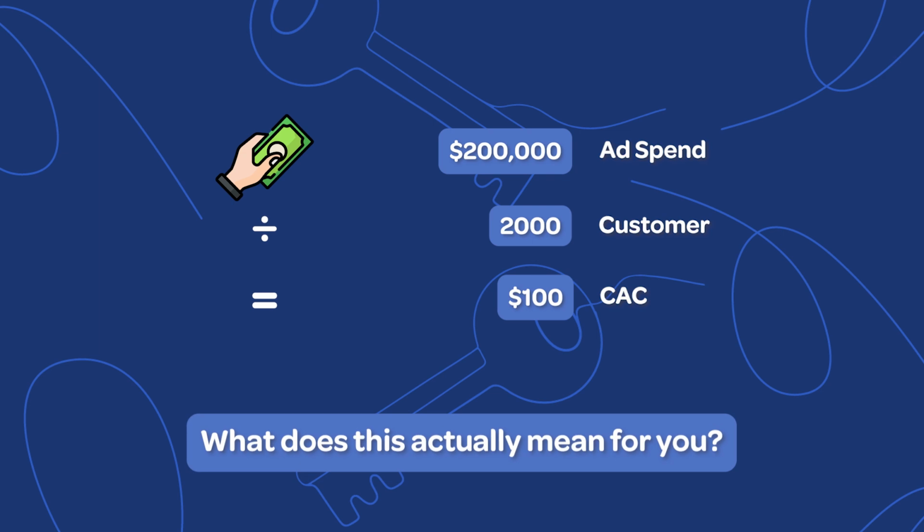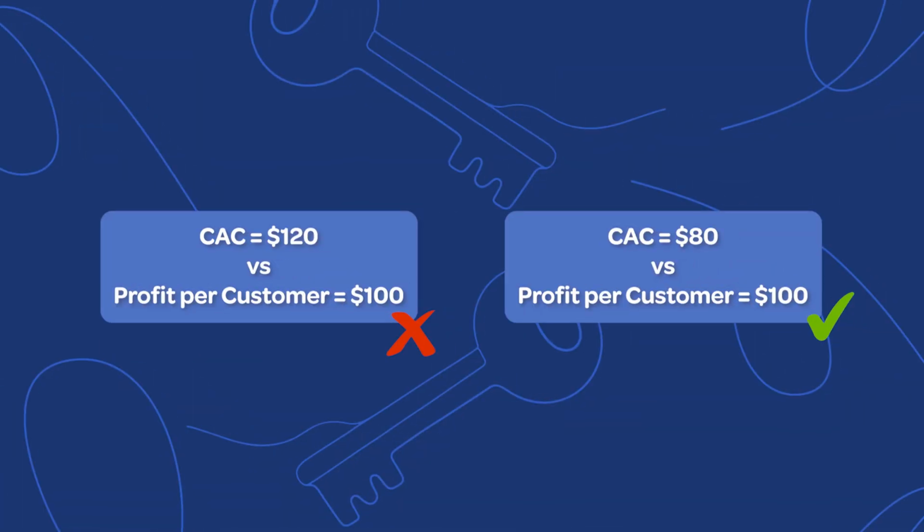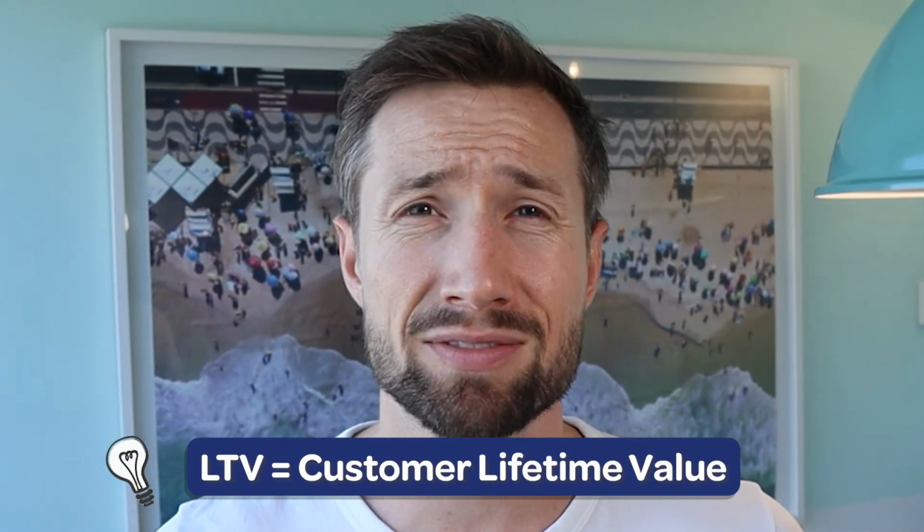Okay, but what does this actually mean for you? If your CAC is higher than the actual profit you generate per customer, then you're actually losing money on the short end. This is true even if your ROAS looks good on paper. To really understand CAC, you need to have it alongside your LTV, or customer lifetime value.